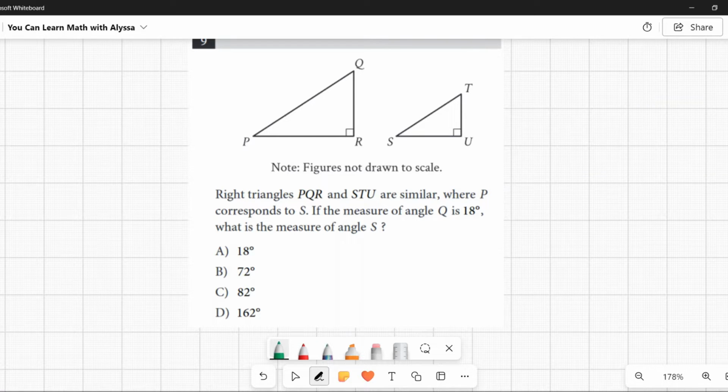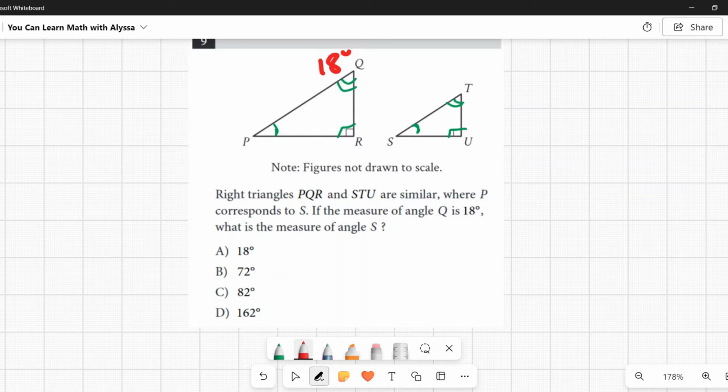So because they are right triangles, we know these two, R and U, correspond to each other. But then we can't go by the picture because it says not drawn to scale, but they tell us P corresponds to S. Okay, so that means P is the same as S, and we know that because they're similar, then Q must also correspond to T and be congruent to T. So if the measure of angle Q is 18 degrees, what is the measure of angle S?